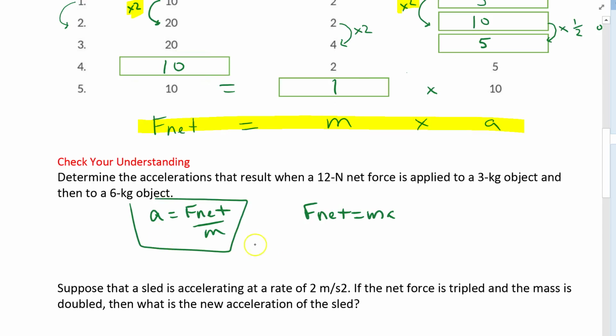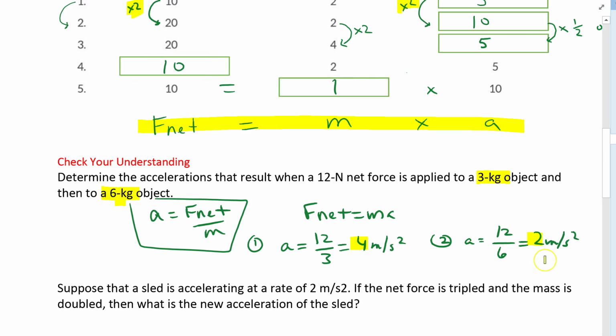So for my first object, the acceleration is going to be equal to 12 over 3, which is 4 meters per second squared. And for my second object, my acceleration is going to be equal to 12 over 6, which is equal to 2 meters per second squared. And you'll see, if you think proportionately now, I'm doubling the mass, and because mass is inversely proportional to acceleration, you'll see that the acceleration got multiplied by a half or divided by 2.